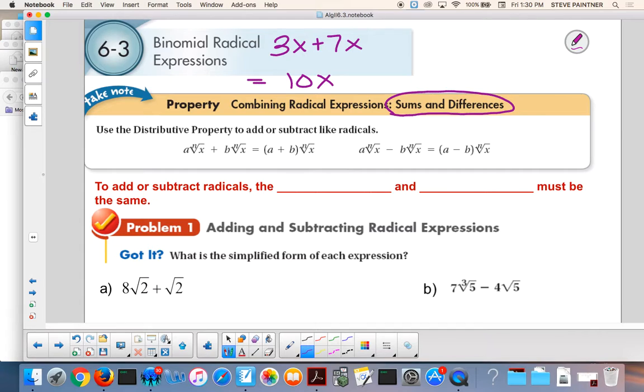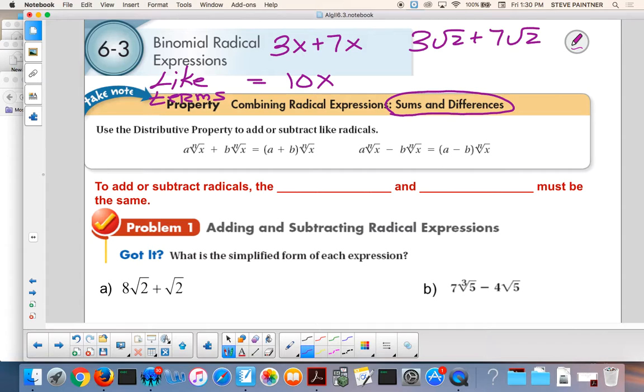Like when I say, can you add these terms? You say, yeah, I can add them because they're like terms. They're like terms. Thank you. Okay. Well, you're going to do the same thing today, except it's not an x term plus an x term. You're going to get this. 3 square root of 2 plus 7 square root of 2, just like this one.